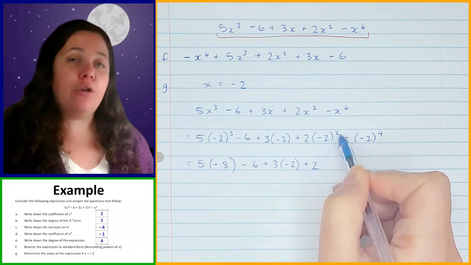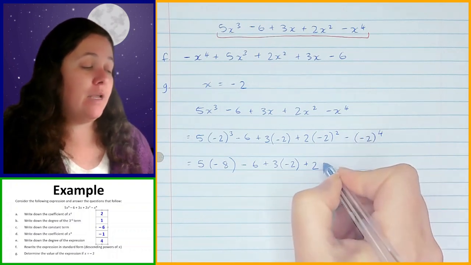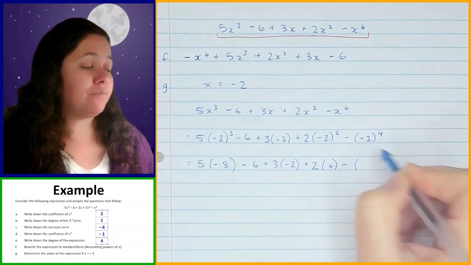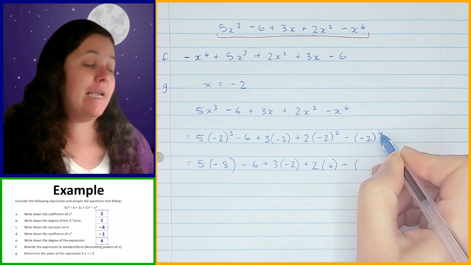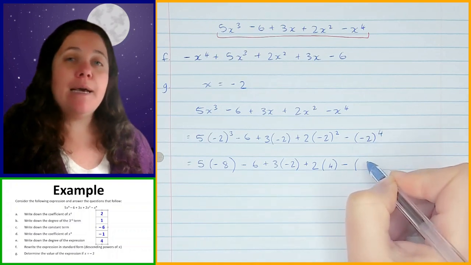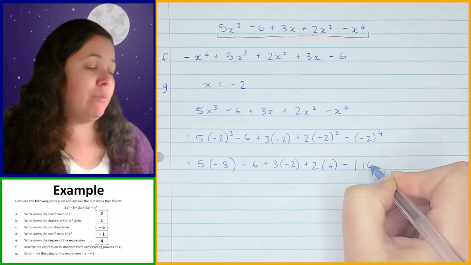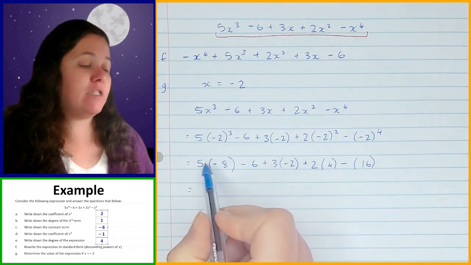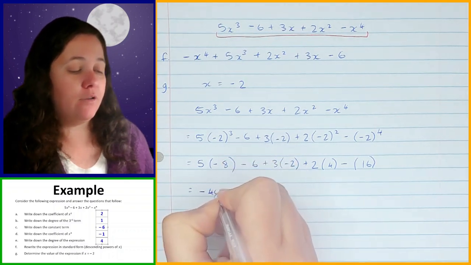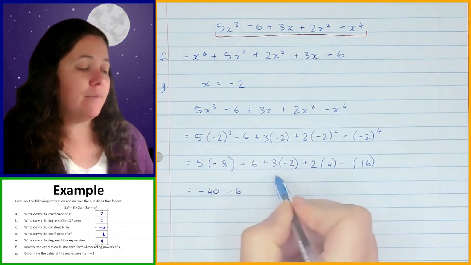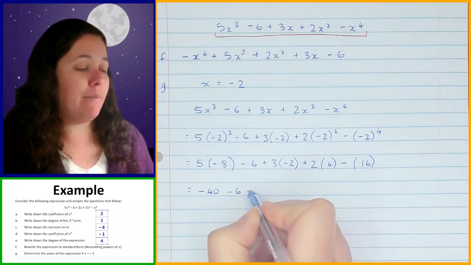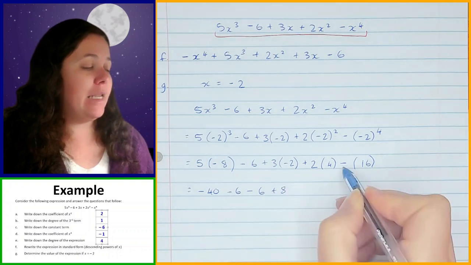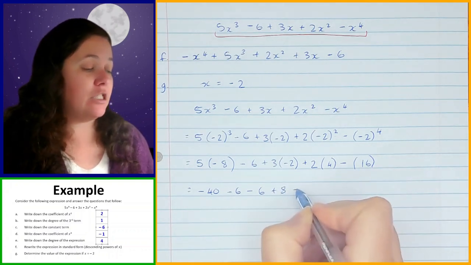So plus 2, then negative 2 squared. Now, this is an even exponent, which means that this is going to become positive, and 2 squared is 4. Minus, here I've got negative 2 to the power of 4. Again, it's an even exponent, so that's going to be positive, and 2 to the power of 4 is 16. So that's going to be positive 16. Now I'm going to get rid of all my brackets by multiplying. So 5 times negative 8 is negative 40. Minus 6, 3 times negative 2 is minus 6 again. 2 times 4 is plus 8, and then negative 16 is just minus 16.